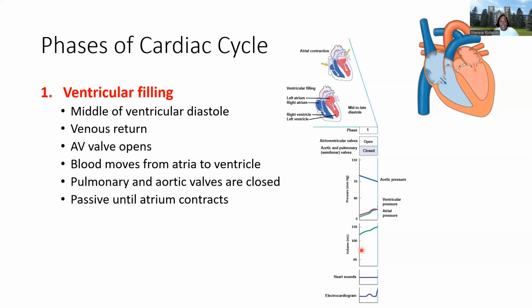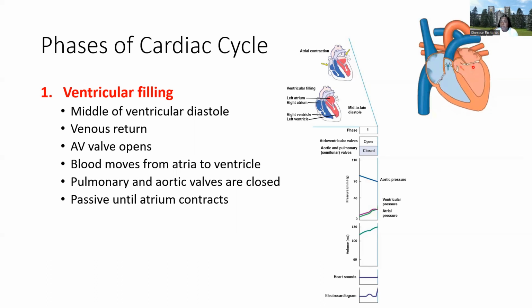What's happening here is the blood that came back to the right atrium or left atrium, which we call the venous return, when those veins dump blood back into the atria. So if we're looking at our schematic here, these would be our atrial chambers. The AV valves would be open, so that's going to be our tricuspid on the right and our bicuspid or mitral on the left. And then blood is actively moving from the atria down into the ventricle.